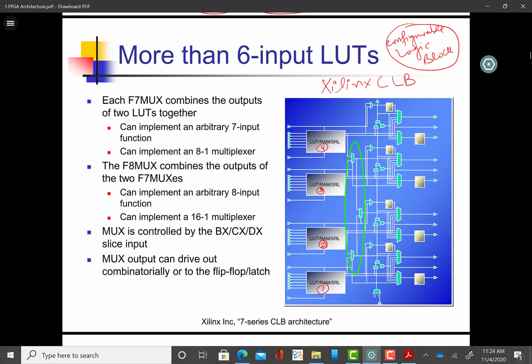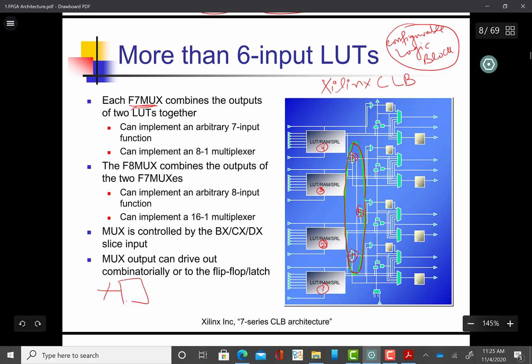But I want to focus on this green ellipse type of figure, which has these muxes. So as we have seen in the previous slide, if we want to implement higher input lookup tables, we can use a mux. So this mux, this one, let me call this a mux. This is also a mux. So these muxes are called F7 mux.